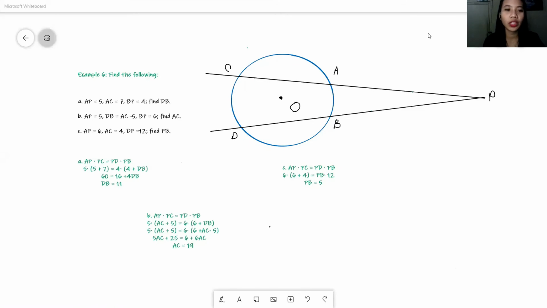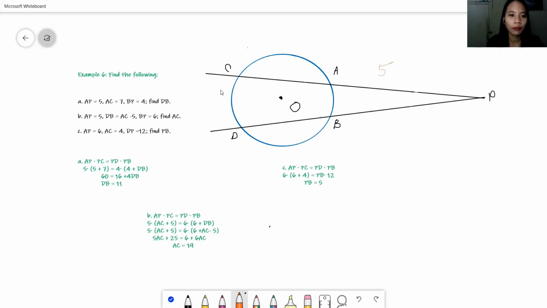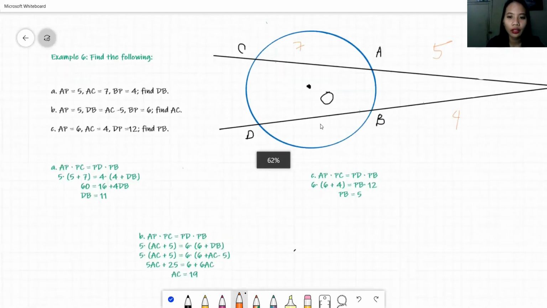Okay, in example 6, we are also using theorem 18, and it was already stated in example 5. So here, given that our AP is 5, and then our AC is 7, our BP is 4. So let us find now the measurement of our DB.